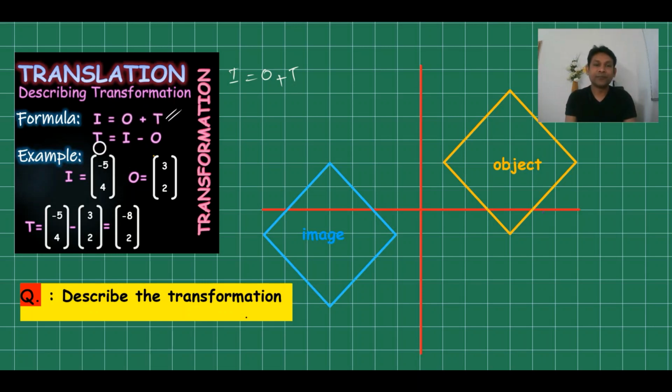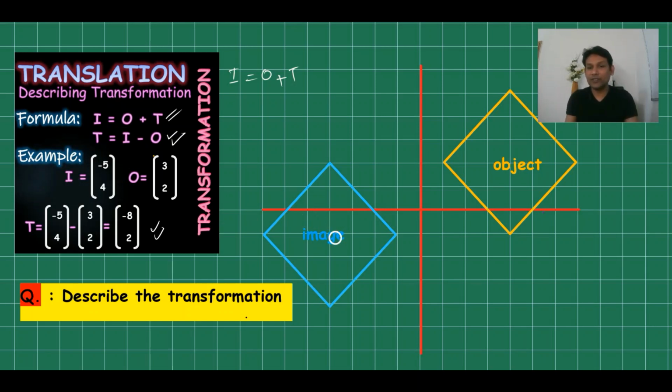I have also given one example here, where the actual formula is: image is object plus translation. When you want to find the translation, the object will shift to the left-hand side and become minus. So there's a new formula to find the translation. Image is given this, object is given this. You can put the values in the formula and get the answer, that is translation.